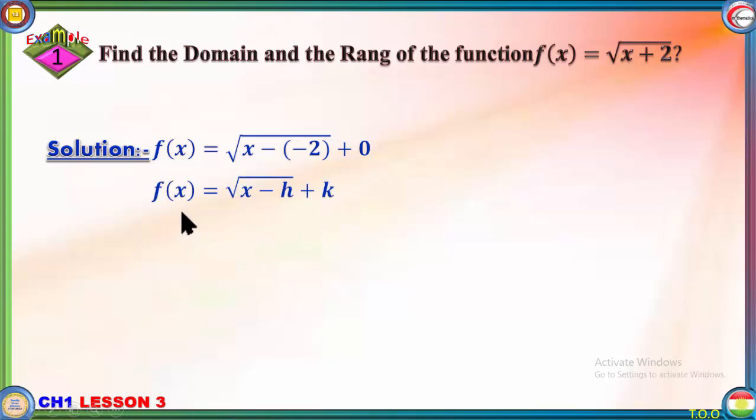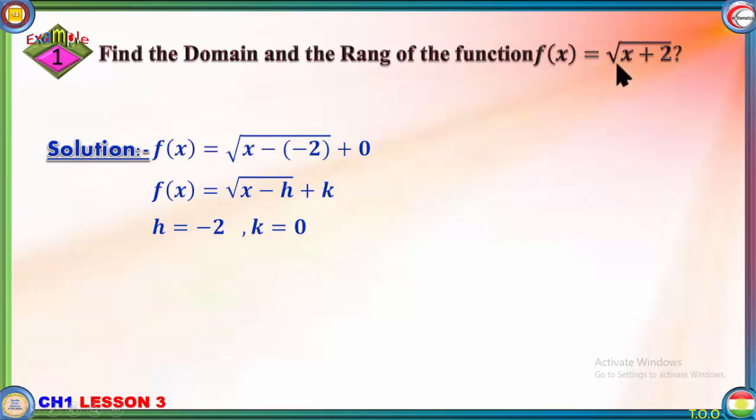Comparing with the general form f(x) equals square root of x minus h plus k, you can see that h is equal to minus 2 and k is equal to 0. Here directly you can say, because here we have positive 2, then h is minus 2. Because we don't have any number added to or subtracted from the square root, therefore k is 0. And then h is minus 2 and k is 0.